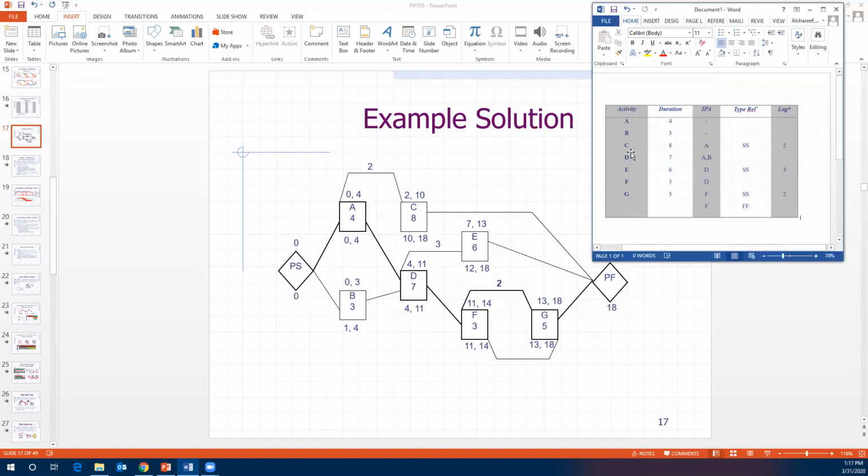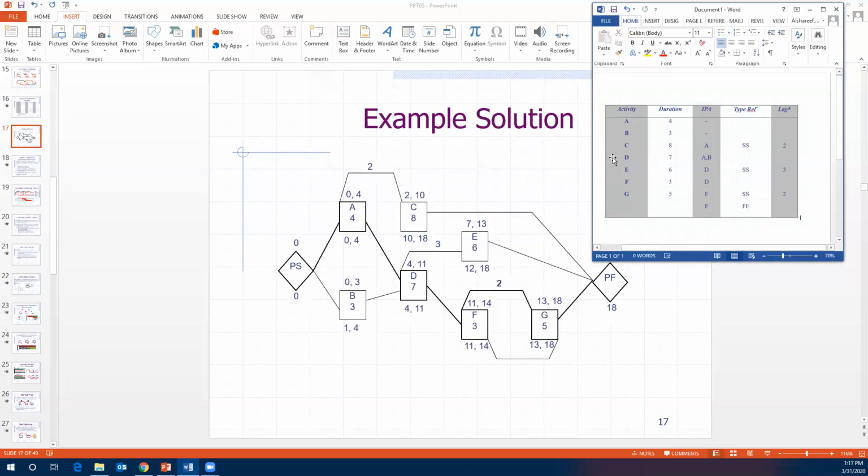Then moving on to C, it has a duration of 8, and A is the predecessor with a start-to-start relationship and lag of 2. So then we have C, start-to-start relationship, right? With lag of 2.